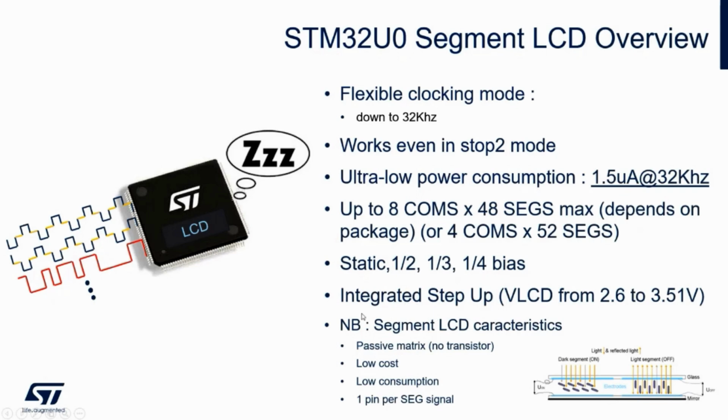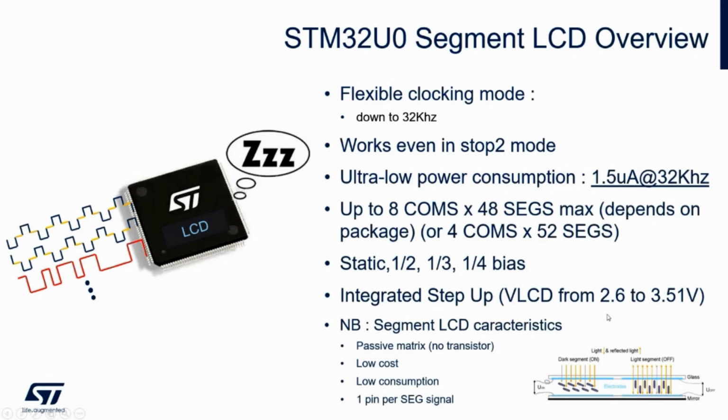And very important, you have an integrated step-up that allows to keep a very stable VLCD, even if you are powered by a battery. So if your battery voltage is falling, the VLCD voltage will still be at the same level, which is very important for the quality of the display. And you can select 2.6 to 3.51 volts for this VLCD.